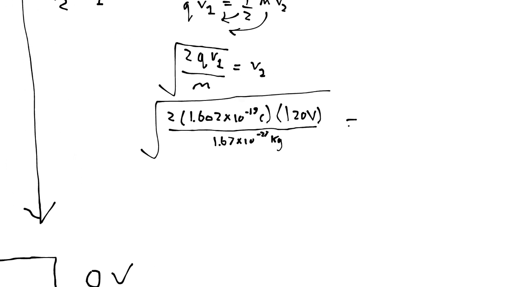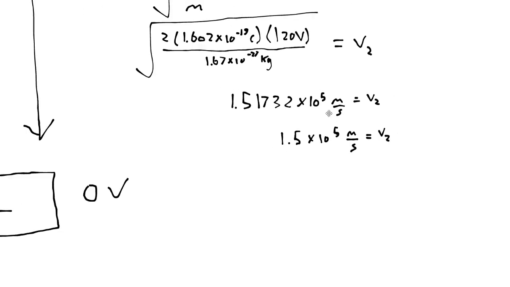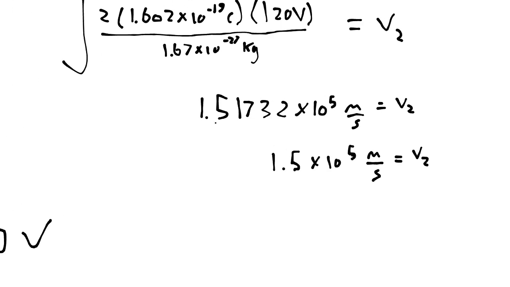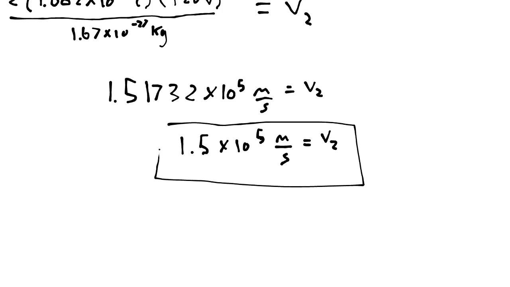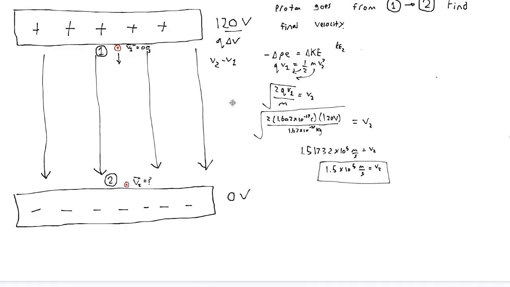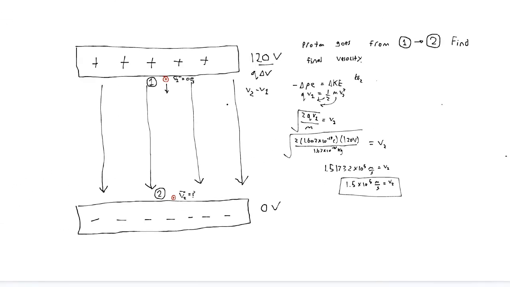And that is going to be your final velocity. So I'm going to skip ahead to show what that looks like. Okay, so I put the number into my calculator. This is what I got. 1.51732 times 10 to the power of 5 meters a second, which you can just simplify to 1.5 times 10 to the power of 5 meters a second as your final velocity. So that is how you do energy in parallel plates.